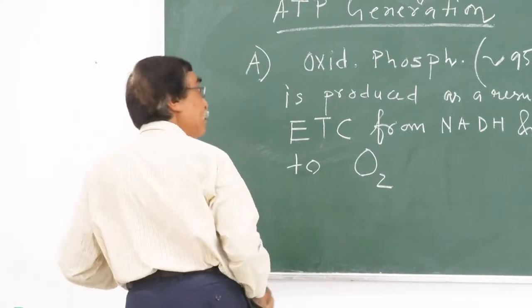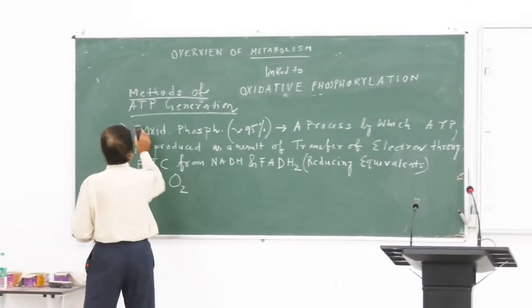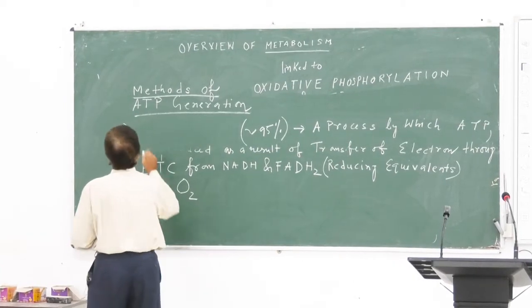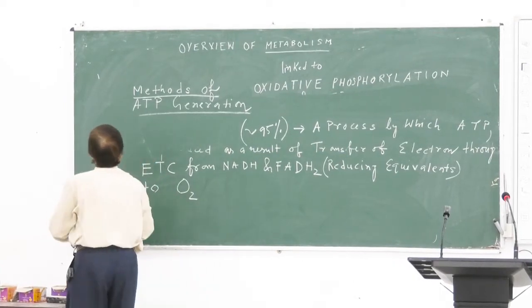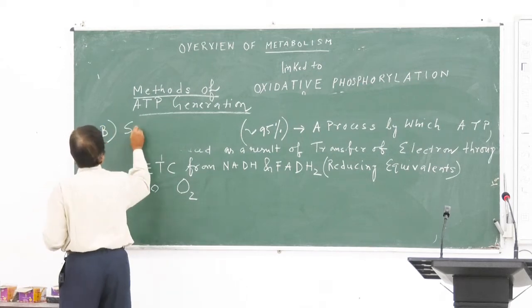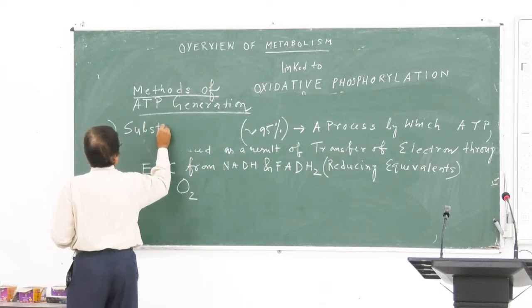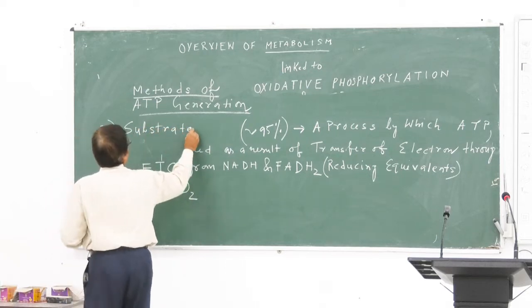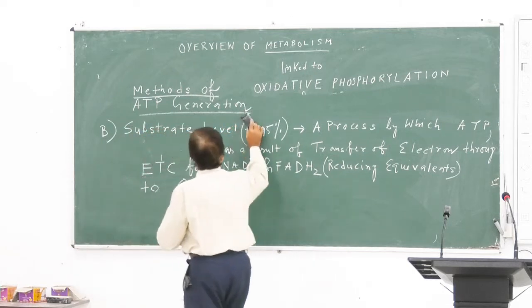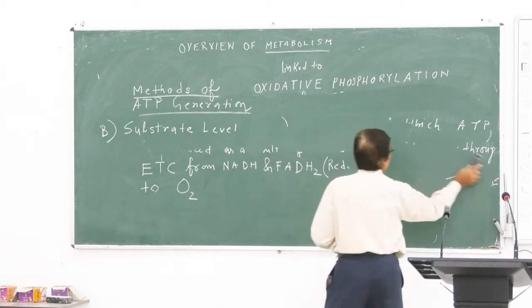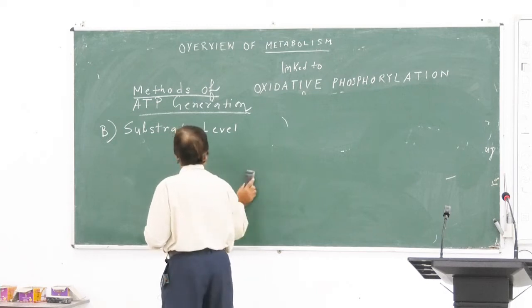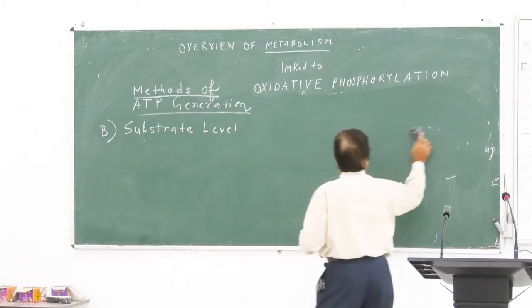This is the major portion, and another part is substrate level phosphorylation. Though it is minor, it is important. Where is it important?